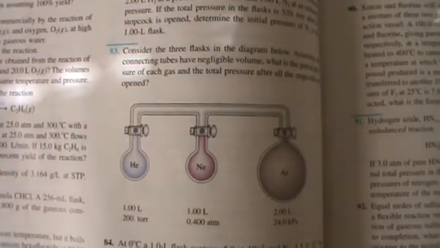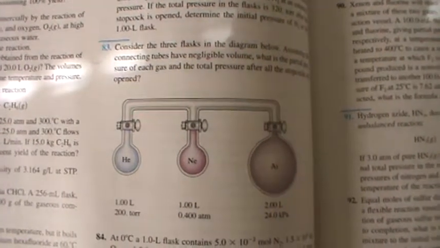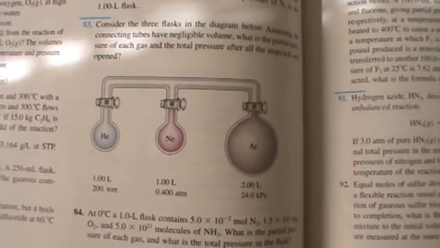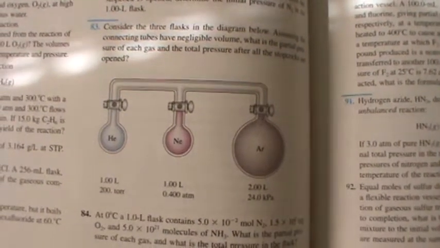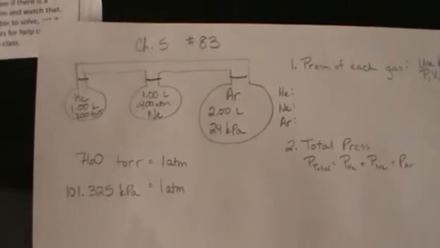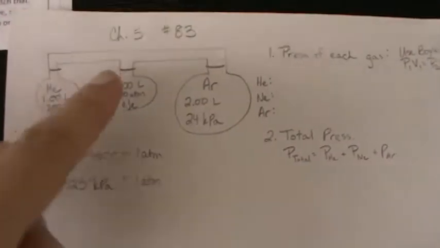All right, this is chapter 5, number 83. Consider the 3 flasks in the diagram below. I have them drawn off to the side, which will be a little bit easier to see, so let's come over to my paper. Okay, there we go. Chapter 5, problem 83. So we have 3 glass containers, and they're all connected, and they're sealed.